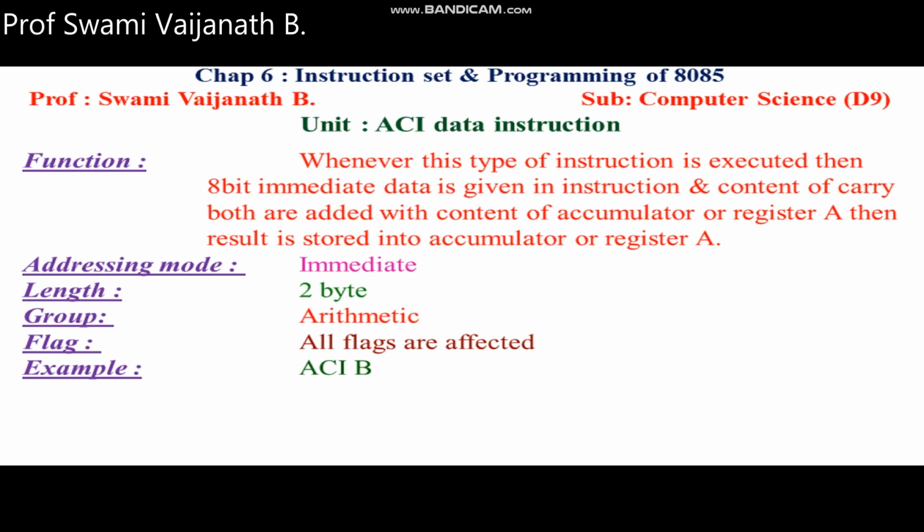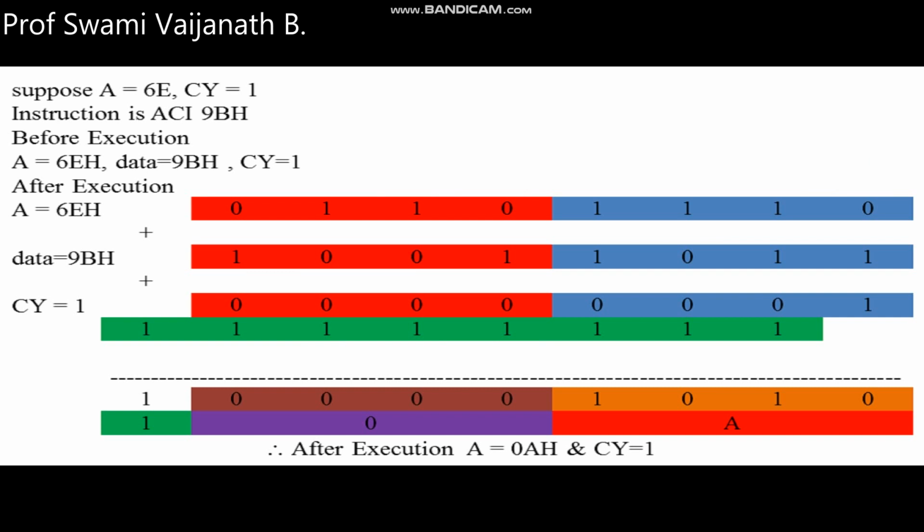Length for this instruction is 2 bytes. Then the group for this instruction is arithmetical. Then all flags are affected by this instruction. Here the example is ACI data. Here 9BH data is given. A is equal to 6EH, carry is equal to 1. Then the instruction is executed as ACI 9BH. Then what happens? A is equal to 0AH.